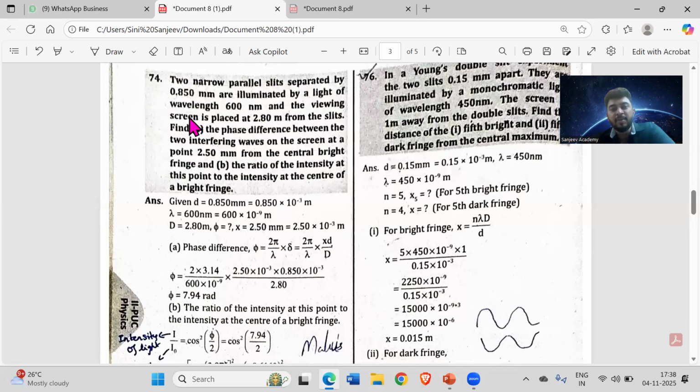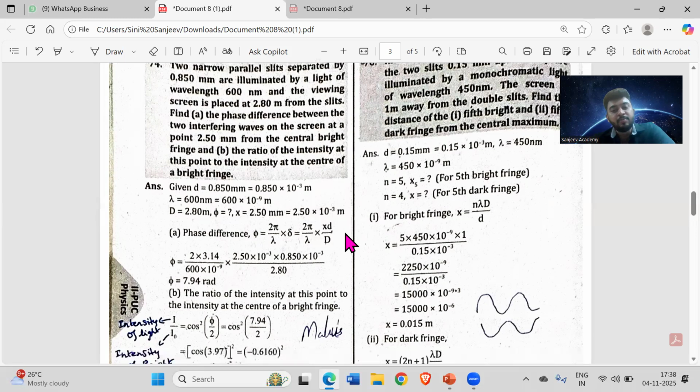These questions I'm not reading, because at the end of the day, if we know the formulas properly, then we can do it. And what is delta? Delta is nothing but xd by D. All of these things you will get only once you do the derivations properly.